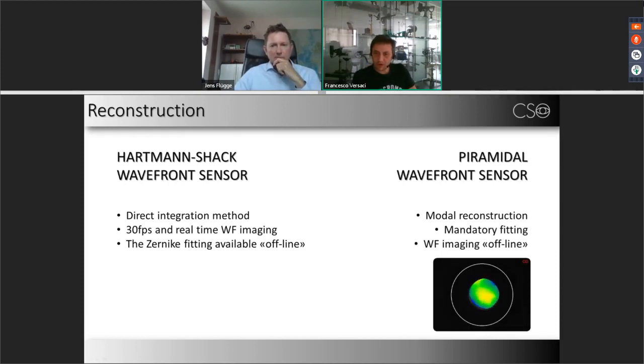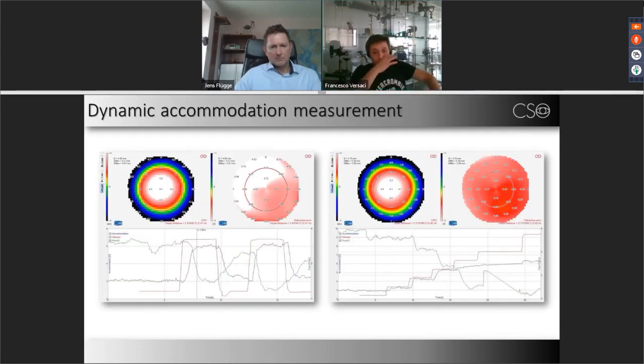What I'm showing now is the wavefront of a colleague of mine, younger than me, who is accommodating during the measurement. So I asked him to accommodate during the measurement, and you can see how the wavefront changes according to his effort to accommodate. So now he's accommodating, and you can see the spherical power changing on the wavefront. As a reflex of this, this is one of the nice features that we are offering in our device. We also have the chance to measure the accommodation of the patient by means of two exams.